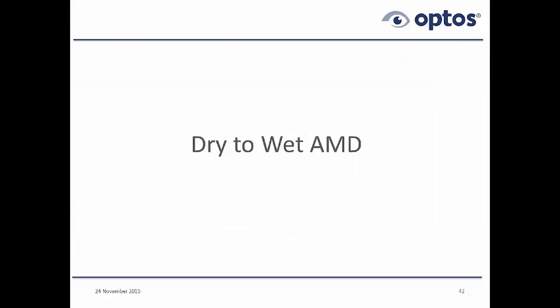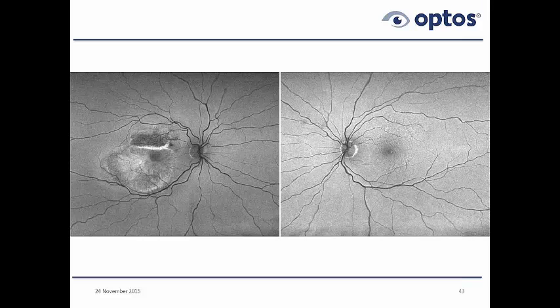Let's talk about another patient that went from dry to wet macular degeneration. In this patient's left eye, we can see this is dry macular degeneration. And dry macular degeneration usually looks like hyper and hypoautofluorescent little spots.